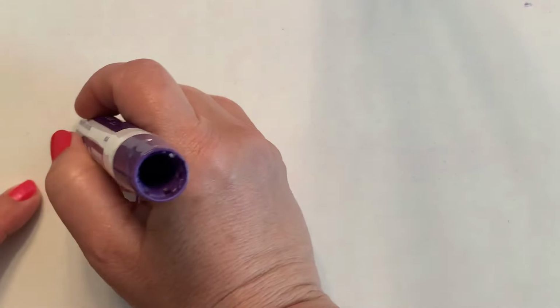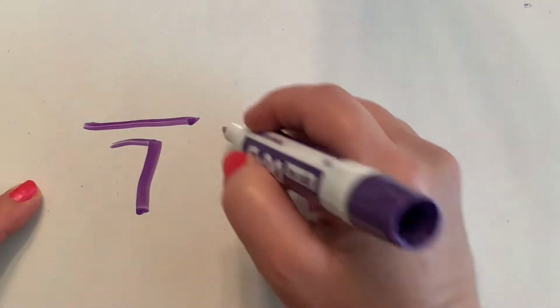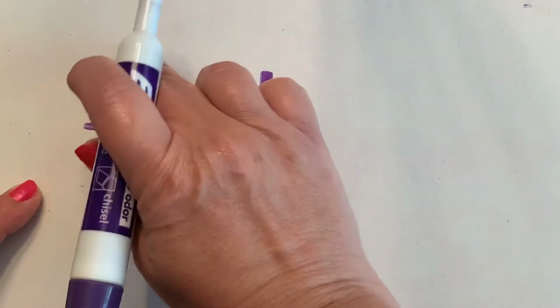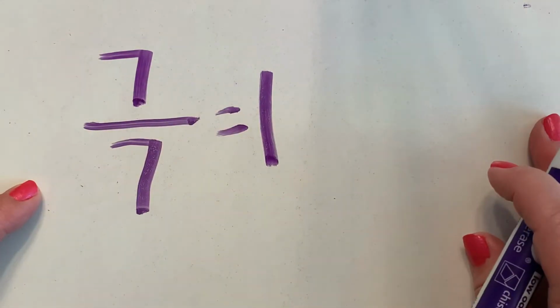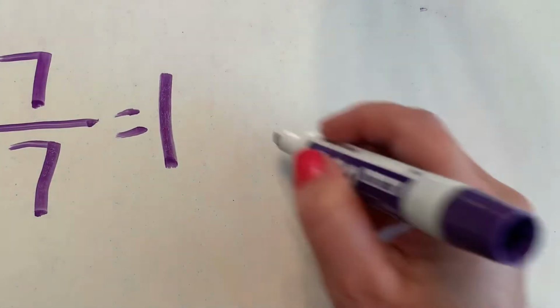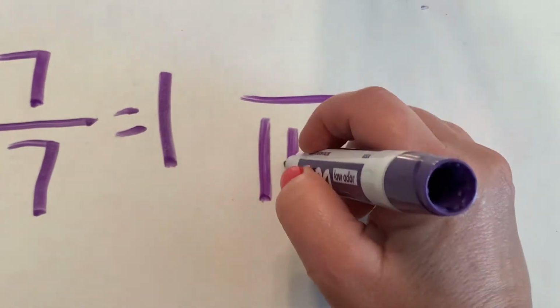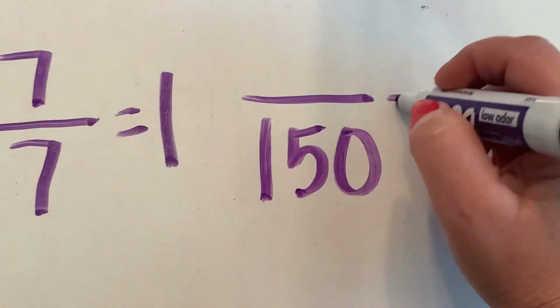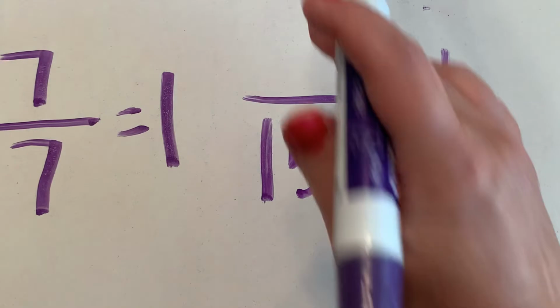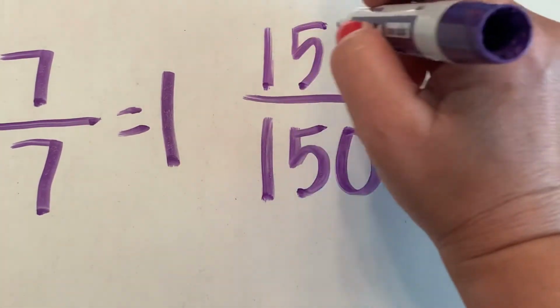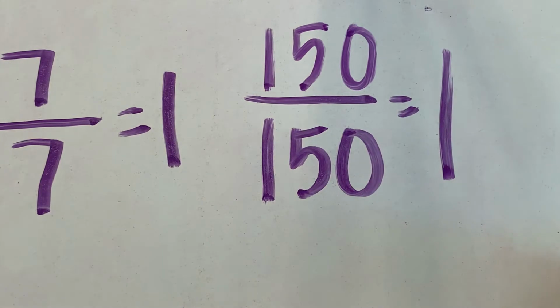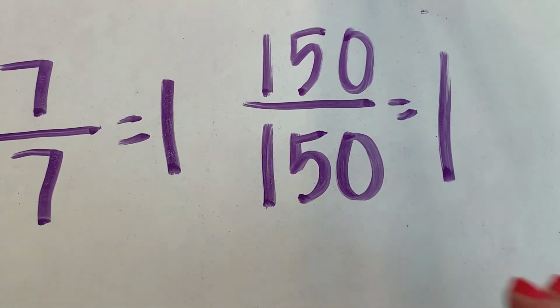So my denominator is 7. So if it equals 1, what has to be my numerator? Yes, 7/7. That's so right. And even if we had the number 150 on the bottom, for it to equal 1, our numerator has to equal our denominator. So our numerator is 150 also. So that's pretty easy, isn't it?